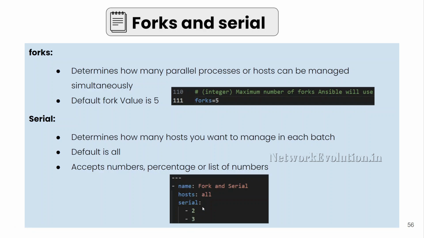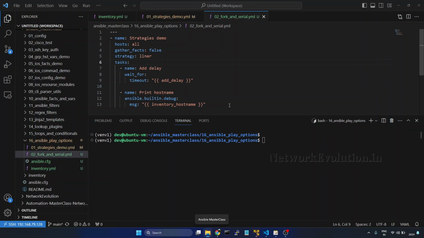For example, here in the first batch, it will be running only on 2 hosts, and in the second batch, it will be running on 3 hosts, and it will continue with 3 hosts for the remaining batches. So we'll see this with an example. I'll go to VS Code. Here I'll be using linear strategy for demonstrating this.